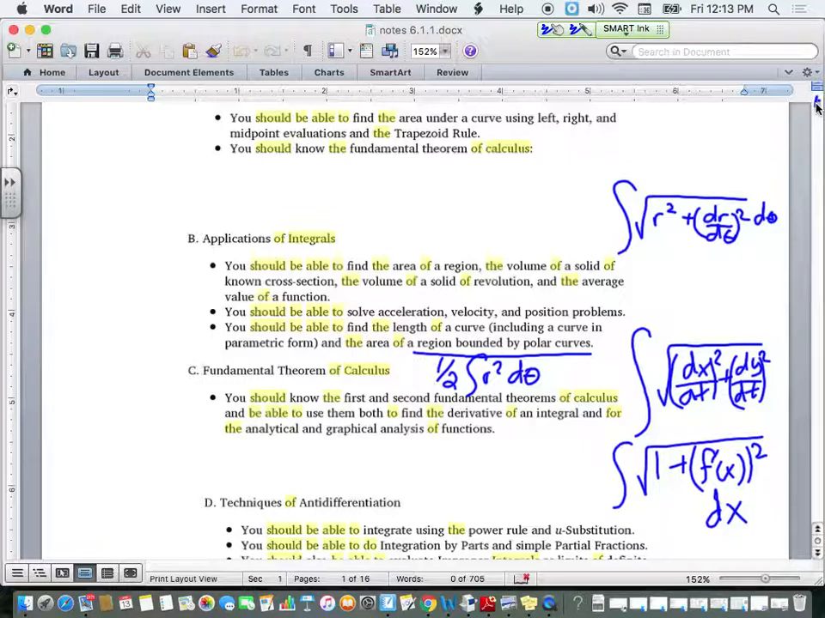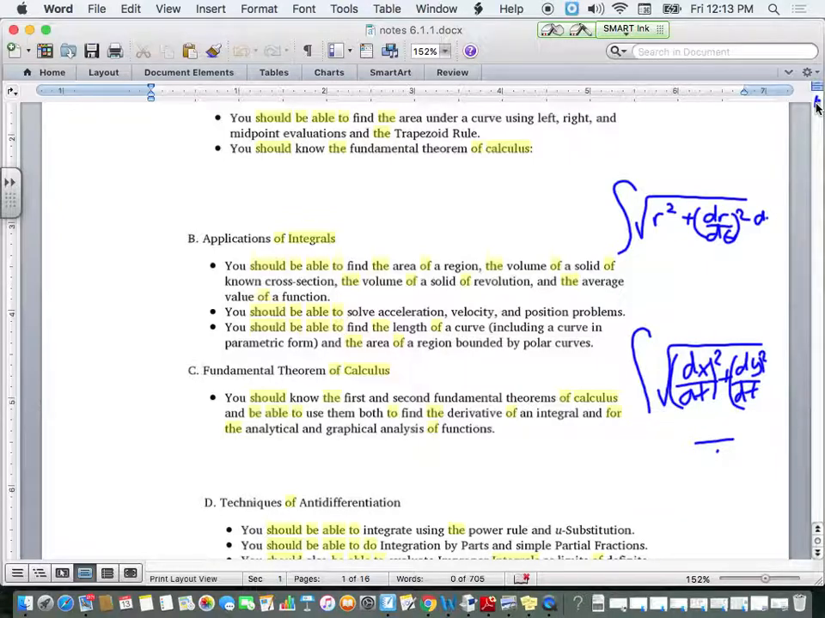All right, techniques of anti-differentiation. This is what I want to focus on. We're gonna start there today. Where is my little bar here? Let me pull up my computer. All right, so what should you be able to do in terms of integration?